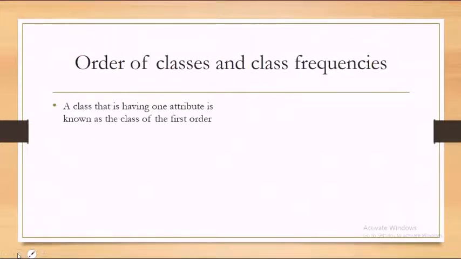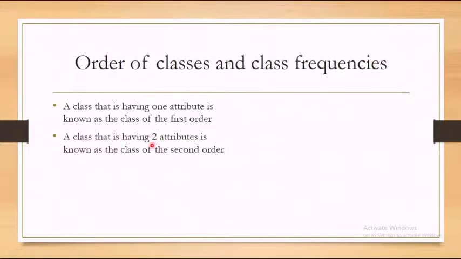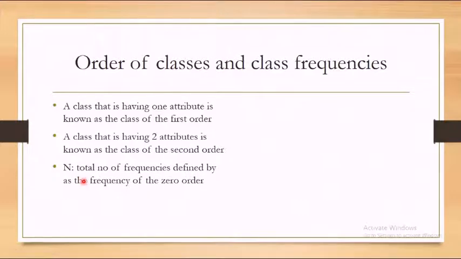A class that has only one attribute is known as a class of the first order. A class that has two attributes is known as a class of the second order. So what does the order of a class mean? The order of a class depends upon the number of attributes specified. So that is what I said. A class that has one attribute is known as a class of the first order, and a class that has two attributes is known as a class of the second order.